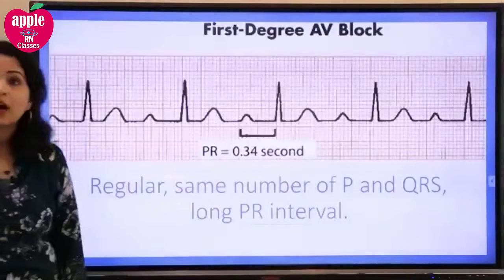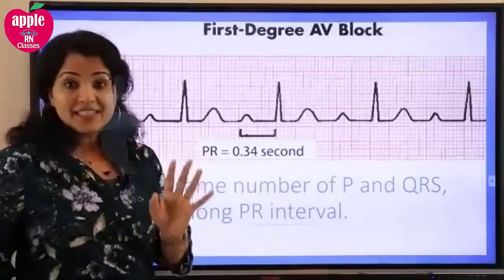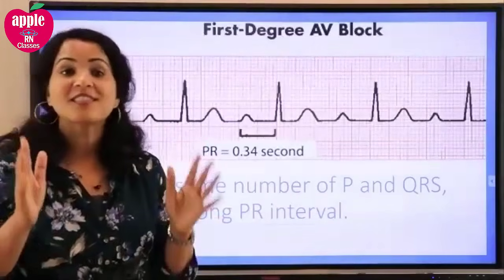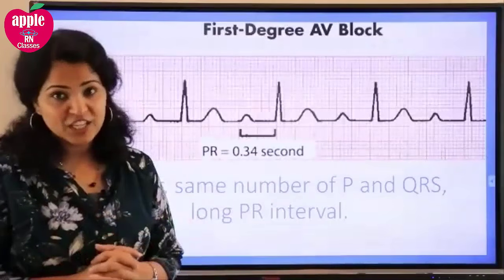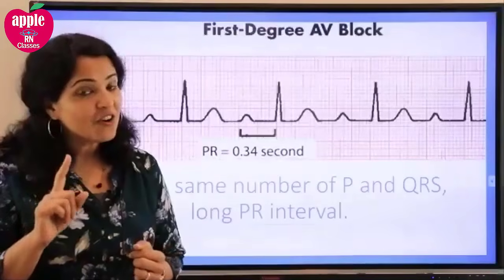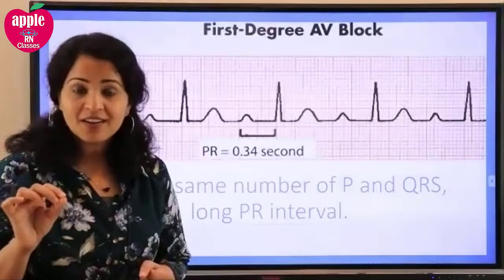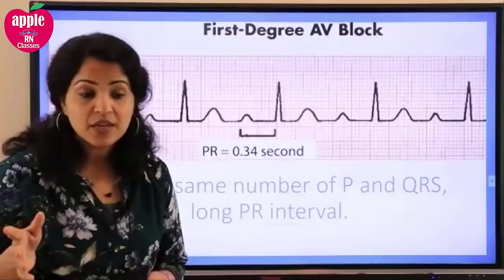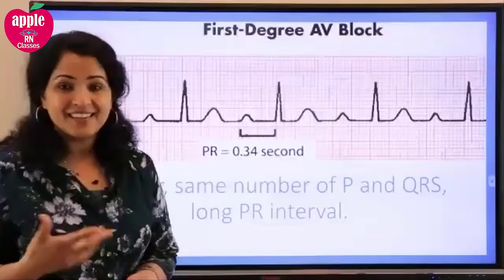Okay. This is how it's going to look in the ECG. Now, one major thing to remember: when you see a first degree AV block the first time, it looks like a normal ECG. So please don't mistake a first degree AV block for a normal ECG. Sometimes you will get a normal ECG to interpret in the exam. I mean, they can ask you a normal ECG.